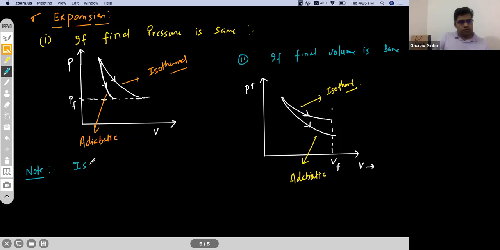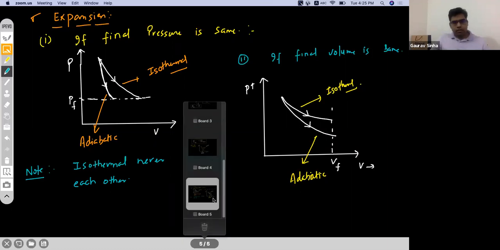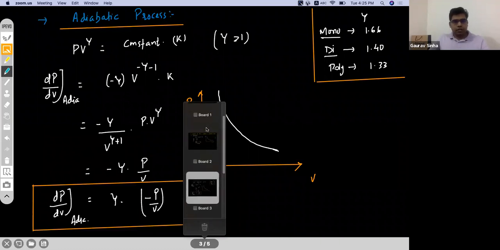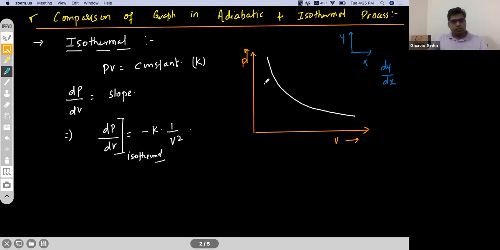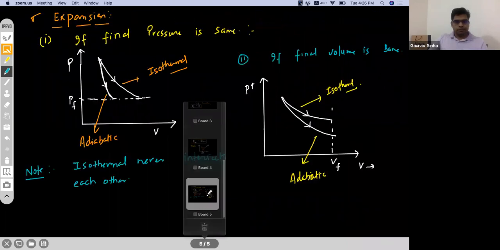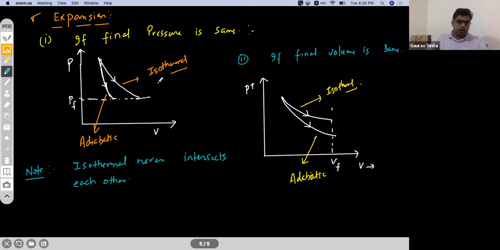That isothermal curves never intersect each other. Okay, if you try to draw isothermal curves at different temperatures, then the graphs will never intersect. At one temperature we have one like this, at another temperature we have another parallel to it. These graphs will never intersect. If it is given in the question, like you see, suppose the last one I have shown, let me show you. Suppose this graph is given and the question is which one is for adiabatic and which one is for isothermal, like this. Okay.